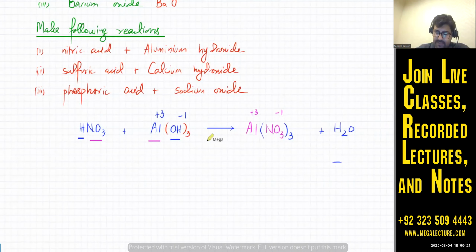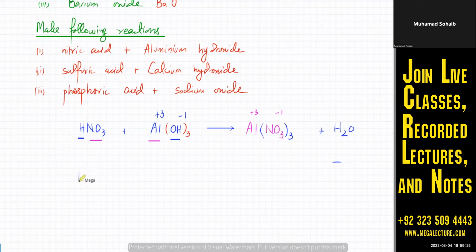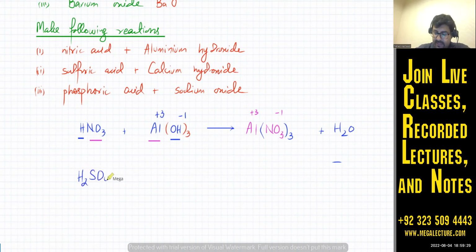Next one, let's try and do the next one. Sulfuric acid. What is sulfuric acid? That's H2SO4. Memorize this. It should be on your fingertips. H2SO4. What is calcium hydroxide? This one you have to make. Calcium is group 2, so that's +2. Hydroxide is OH and it's got a charge of 1-, right? So it's going to be Ca and OH twice, right? So OH twice it becomes.